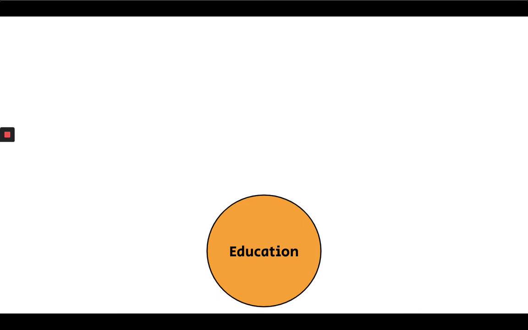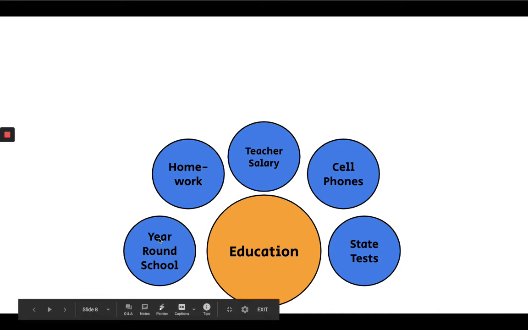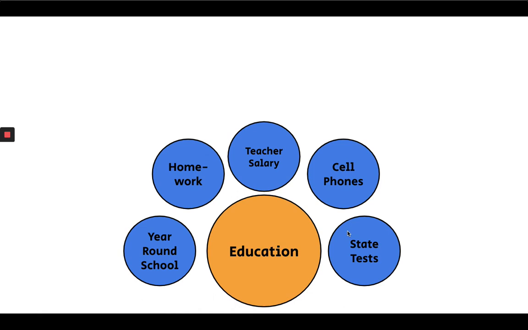There are books upon books upon books about the education field. So the question is, okay, well, education is one big honking thing. How am I going to narrow that down? Well, as you see here, you could write about a lot of different things: year-round school, homework, teacher salaries, cell phones, state tests. And even within some of those, some are still a little too vague and a little too big, and they will need to be dwindled down just a little bit more.